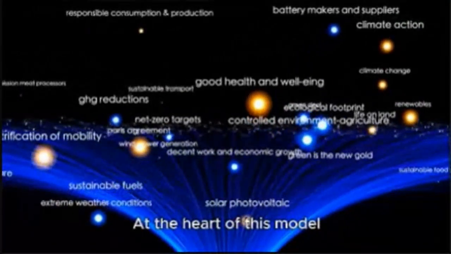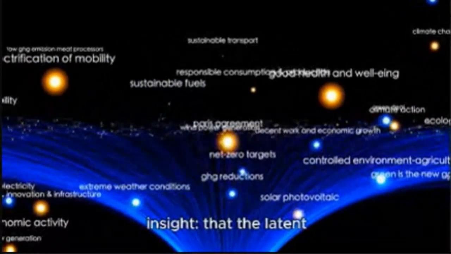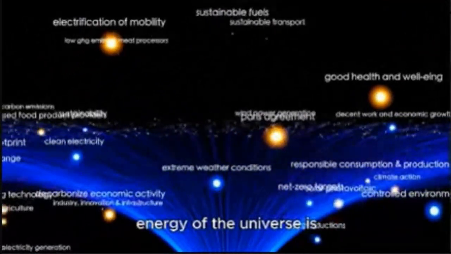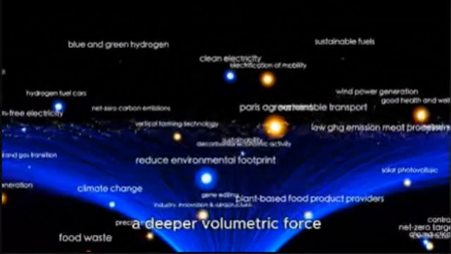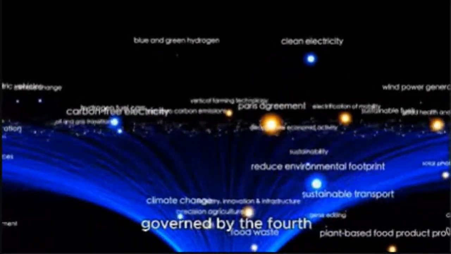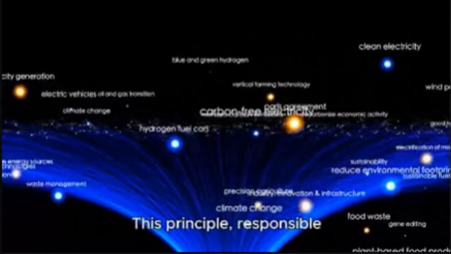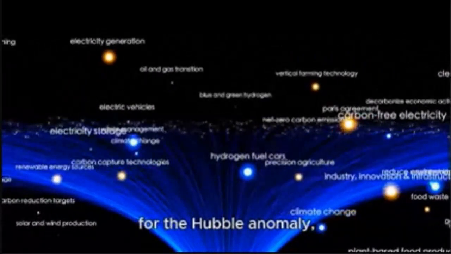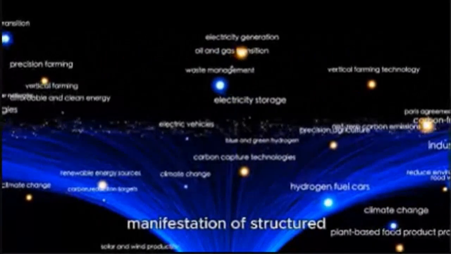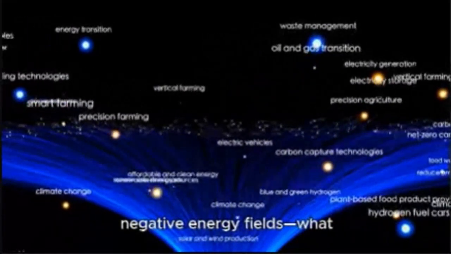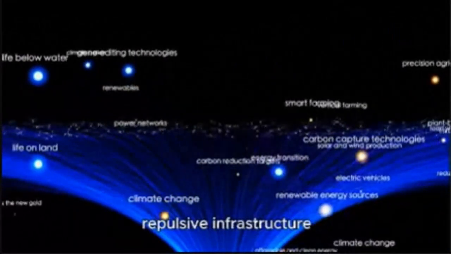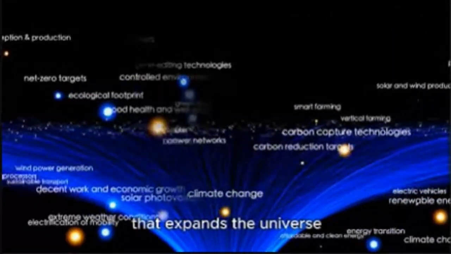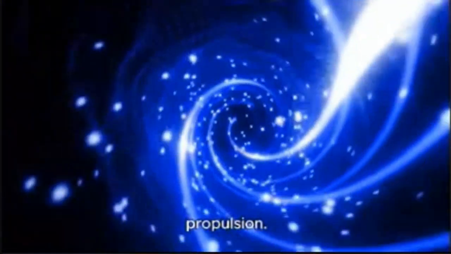At the heart of this model lies a revolutionary insight that the latent energy of the universe is not limited to mass energy equivalence, but extends to a deeper volumetric force governed by the fourth power of light speed, c. This principle, responsible for the Hubble anomaly, reframes dark energy as a manifestation of structured negative energy fields, what Kavetsky calls the Kavetsky space field speedway, a repulsive infrastructure that expands the universe and offers potential pathways for superluminal propulsion.